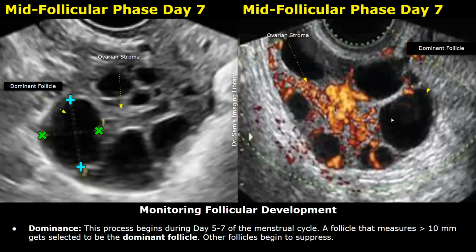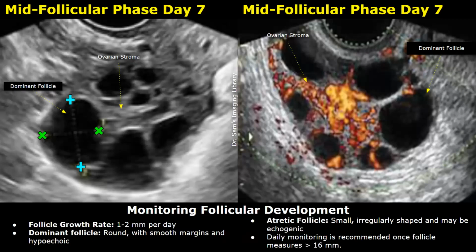However, sometimes a follicle that appears to be the largest during days 3 to 7 may not always be the dominant follicle. Some other follicle can quickly start growing and become the dominant follicle later on. At this stage, the growth rate of the follicle is 1 to 2 millimeters per day. The dominant follicle is round with smooth margins and is hypoechoic.